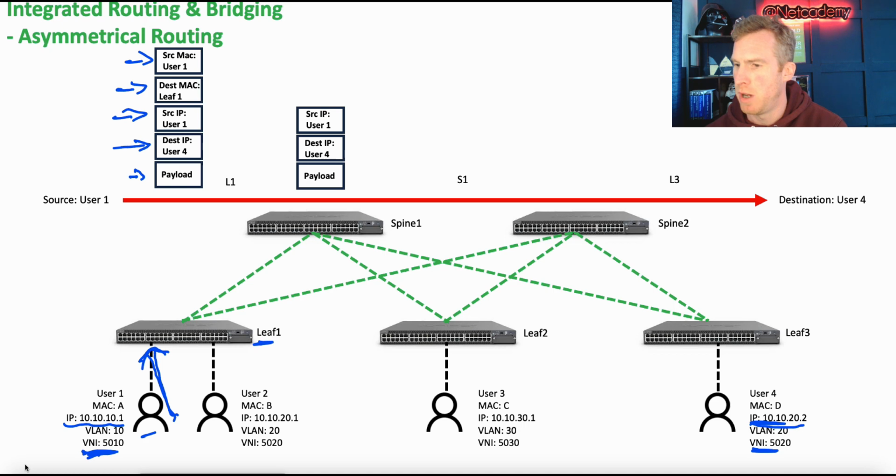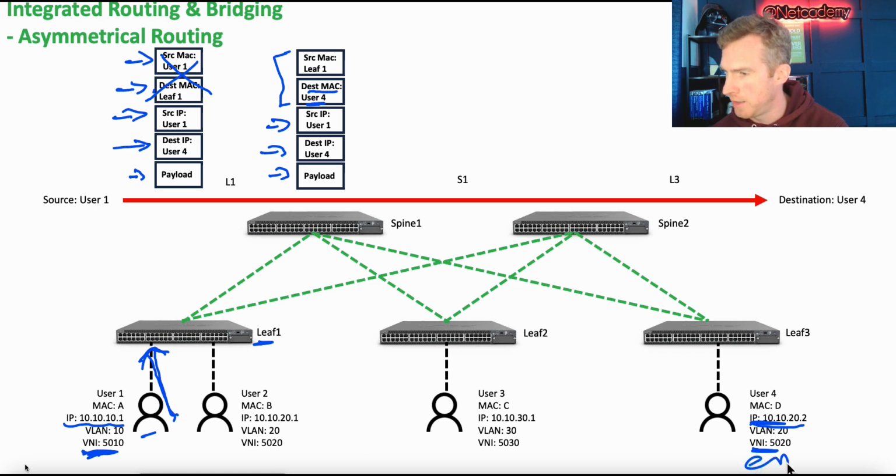But when that frame is passed into leaf 1's IP VRF, it actually strips off this overhead here. Now, the payload is always going to remain there, unchanged. The destination IP address is going to remain that of user 4. The source IP is going to remain that of user 1. But we're going to have two new pieces of overhead here. And as you can see, the destination MAC address is now that of user 4, because that is the end destination at the end of the day. And the source MAC is that of leaf 1.